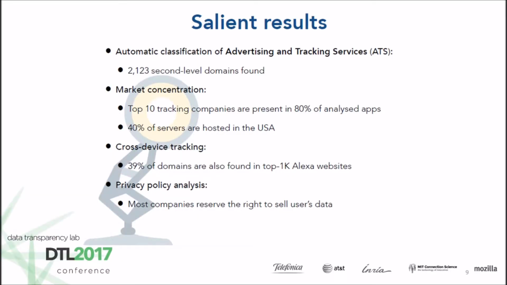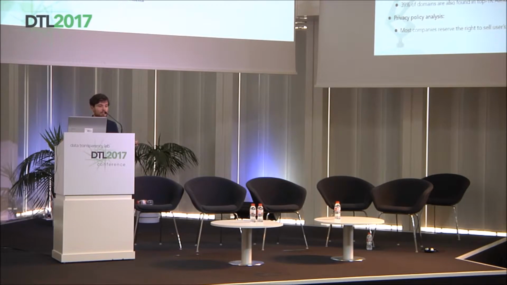If we take a look at the top 10 advertising and tracking services, they are present in the order of 80% of the applications that we analyzed. And surprisingly to us, we identified that 40% of the domains they are using are hosted in the US. Another interesting aspect that we wanted to analyze is whether those services have the ability to track users across platforms. Yesterday, we heard from Justin about the importance of understanding the ability to correlate information from users on different platforms. For that, we analyzed the top 1,000 Alexa sites, and we found that the domains we identified as trackers are present in 40% of the top 1,000 Alexa sites.